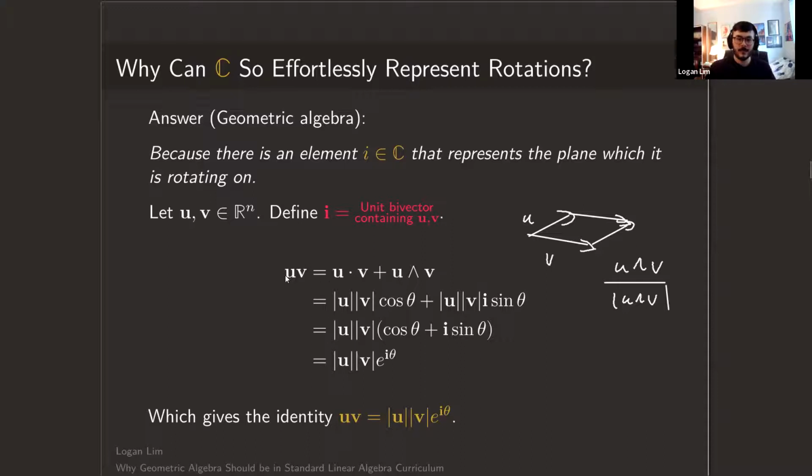And so let's look at what this product actually means now. The inner product is, of course, |u||v| cos theta. And the outer product, the area of the parallelogram, should be |u||v| sine theta. And this term I is the unit bivector representing the plane containing u and v. And so you could factor it into this form. Pretty cool, right? So this means we have the identity uv is equal to the magnitude of u, magnitude of v, e to the I theta, where I is a bivector.